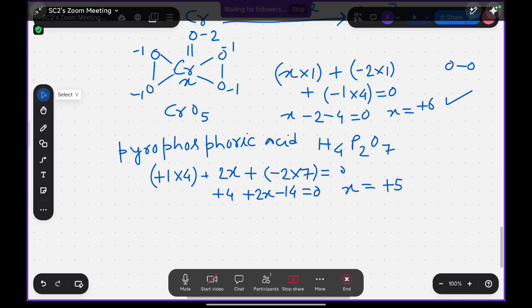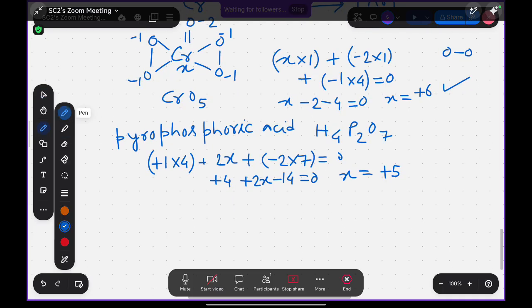The maximum oxidation state for phosphorus is plus 5. Now why do you think so? I have already shown you while explaining the oxidation state for phosphorus in phosphate PO4 3-. I have already explained. Please see that.